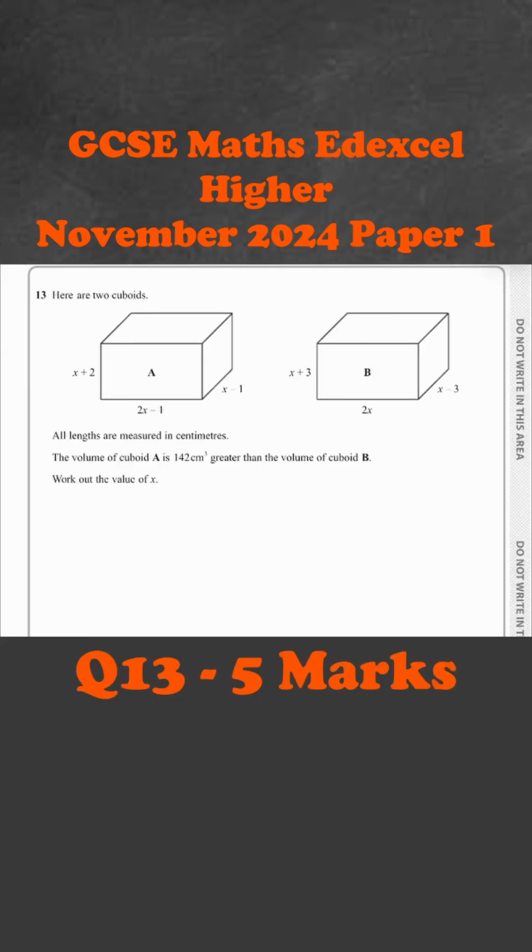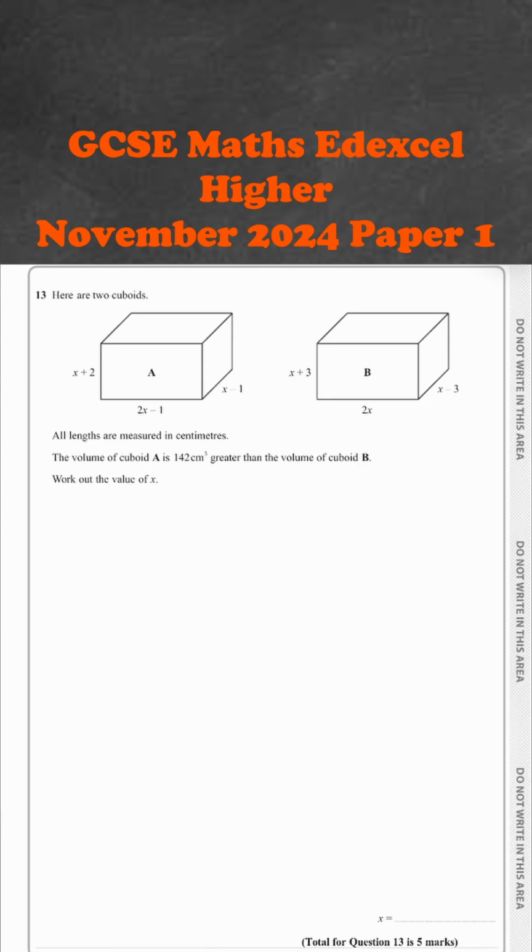Question number 13. Here are 2 cuboids. All lengths are measured in centimeters. The volume of cuboid A is 142 centimeters cubed greater than the volume of cuboid B. Work out the value of x. So cuboid A's volume is just going to be x plus 2 multiplied by 2x minus 1 multiplied by x minus 1. And we know that B is x plus 3 multiplied by 2x multiplied by x minus 3 plus 142.